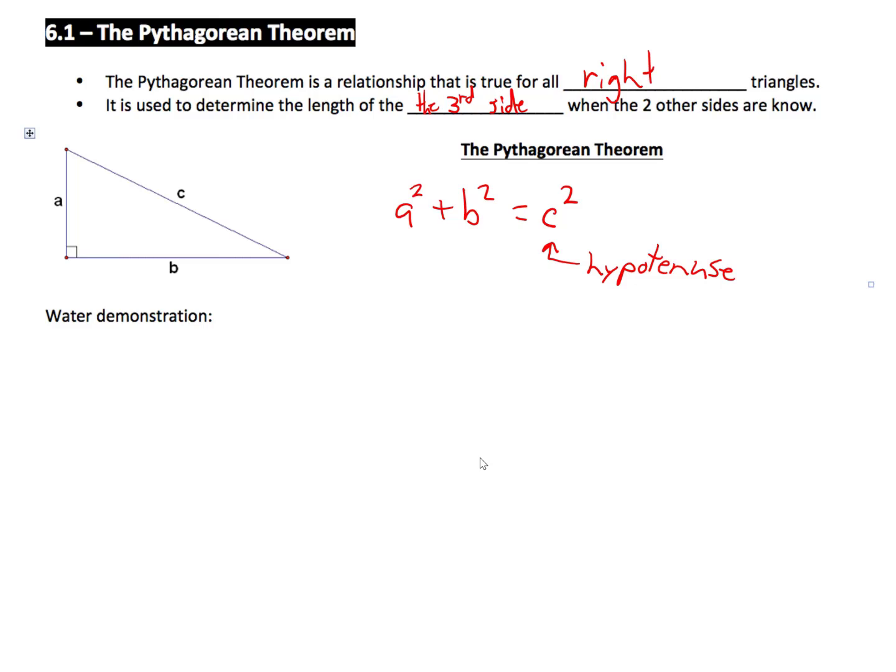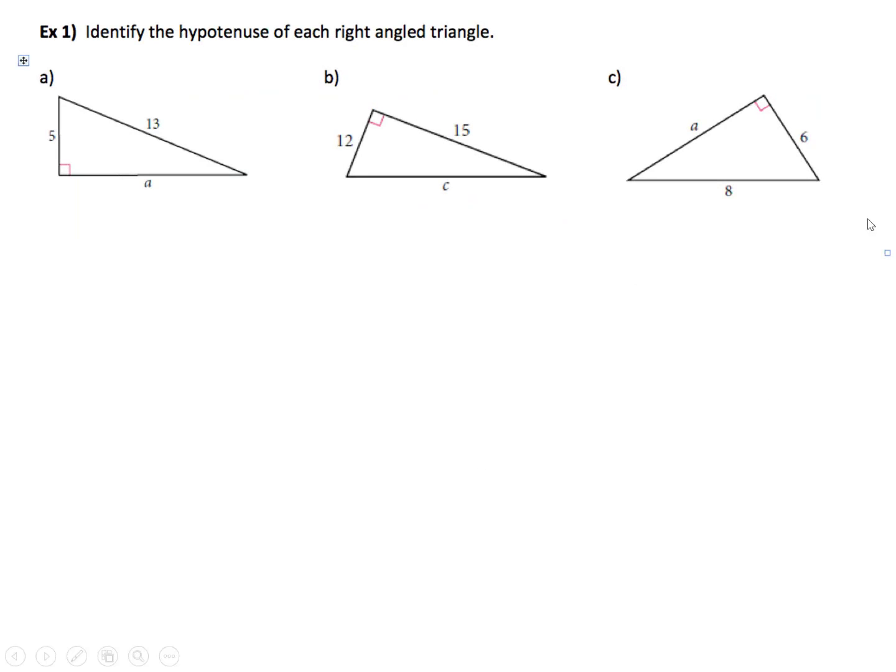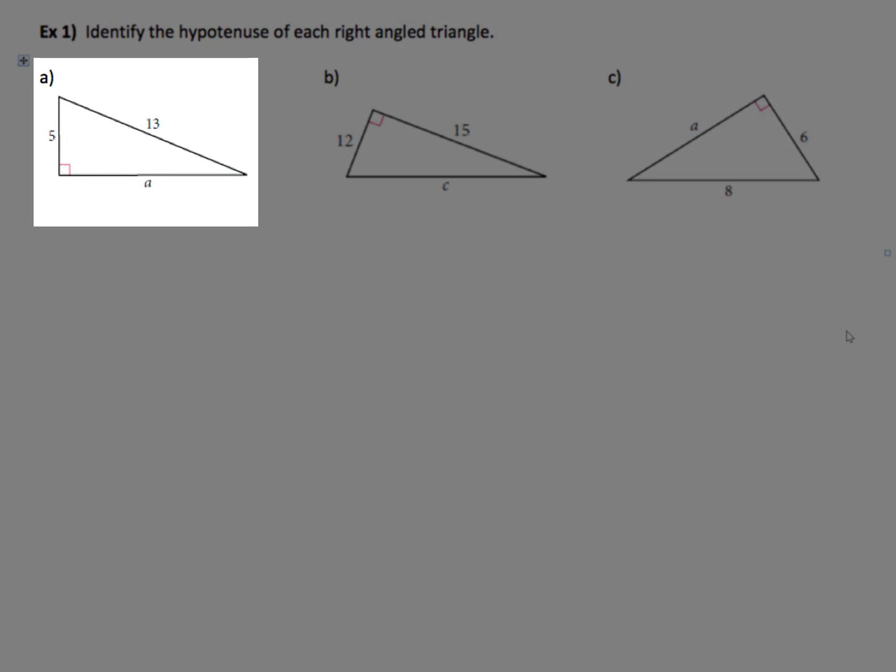With that said, let's move on to the next slide. Next, I just want you to identify the hypotenuse of each right-angled triangle. So let's look at example A. In example A, which one do you think is the hypotenuse? Just take a guess. I'm not going to dock marks if you get it wrong. If you said 13, you are correct. 13 is the hypotenuse because it's not touching the right angle.